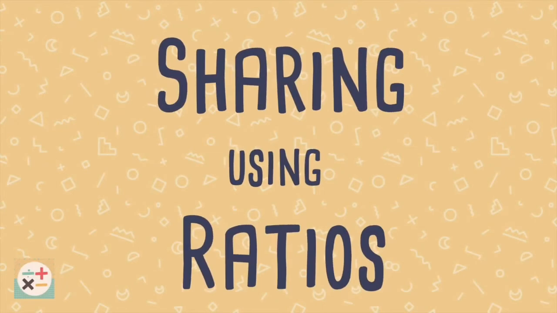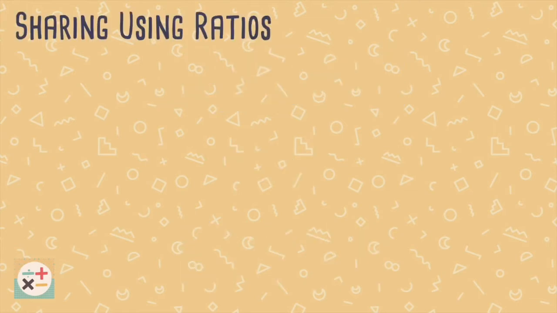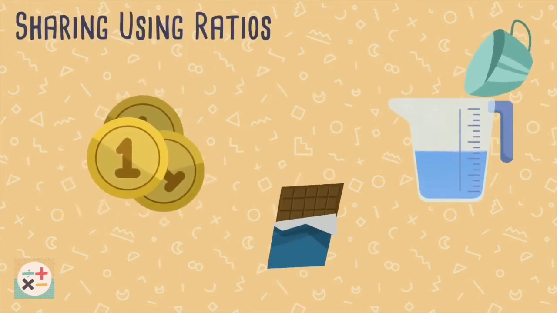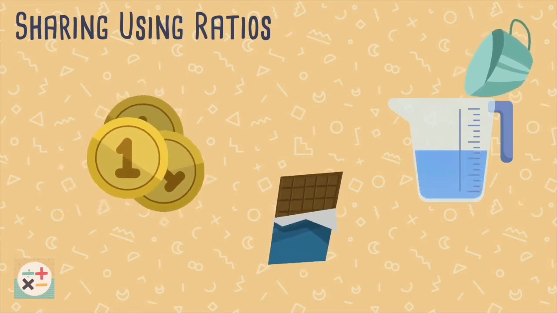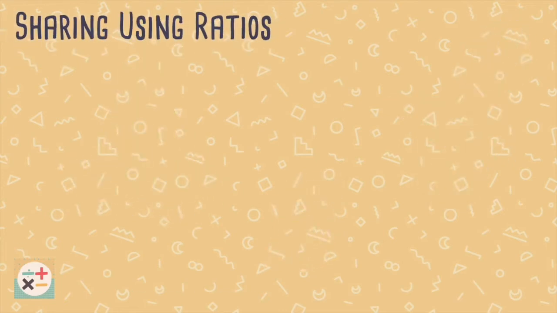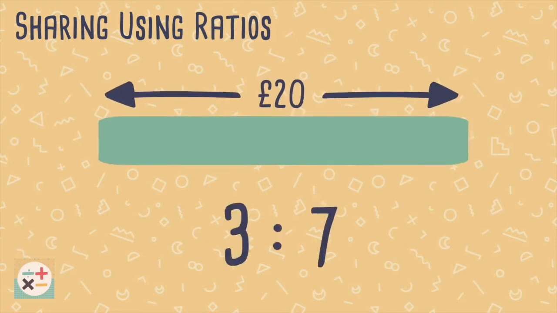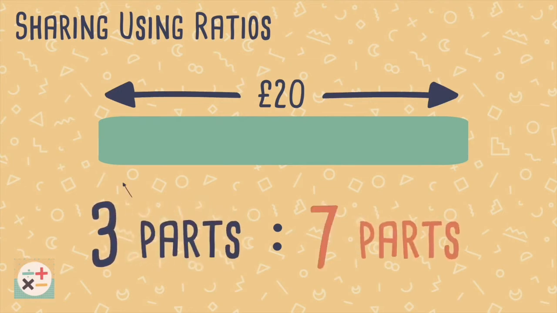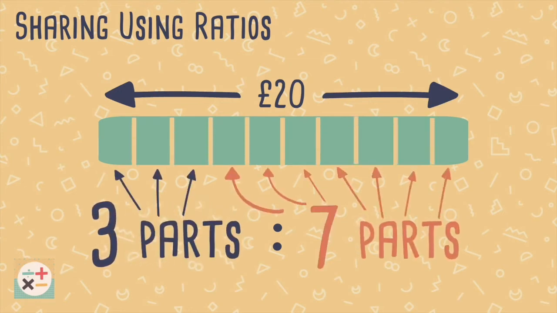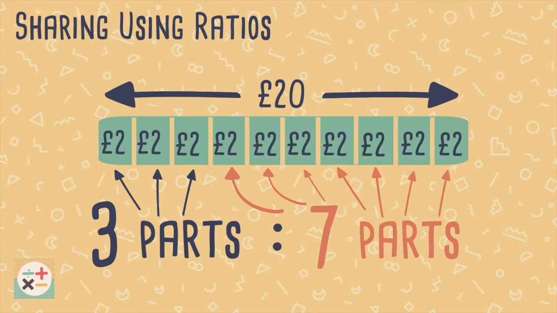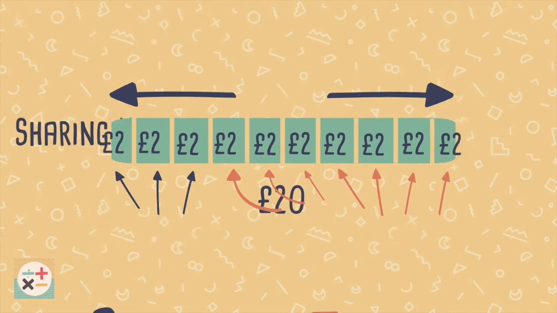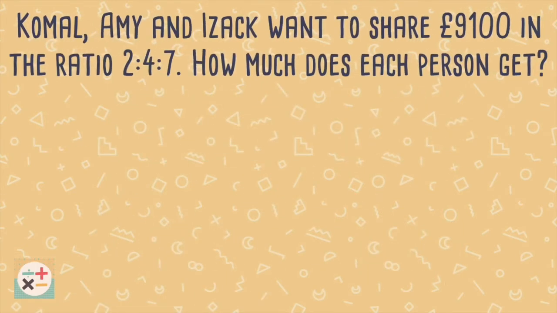Now let's look at sharing using ratios. Let's look at a common example, using a foreign currency like pound sterling instead of naira, to share 20 pounds between 2 people in a ratio of 3 to 7. So how many parts are we having altogether? 10 parts. When you divide 20 by 10, you get 2. So it means every one part has 2 pounds.